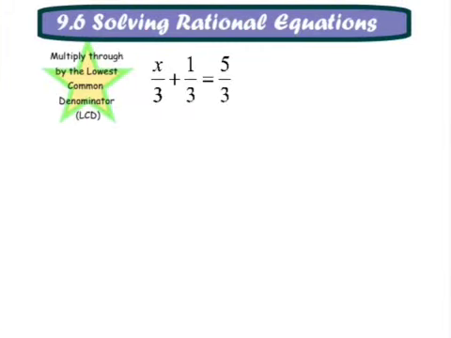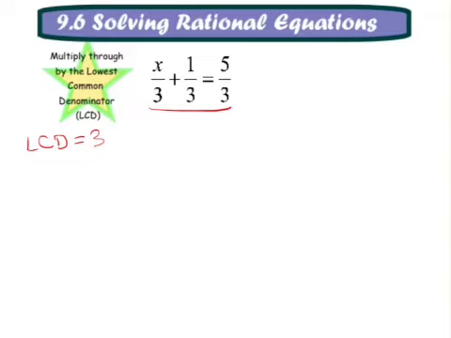Welcome to lesson 9.6. We're going to solve rational equations today. And the method by which we're going to solve is by multiplying through by the lowest common denominator. So let's start easy. This first example already has a common denominator of 3. So what I'm going to do is multiply through by that lowest common denominator of 3.